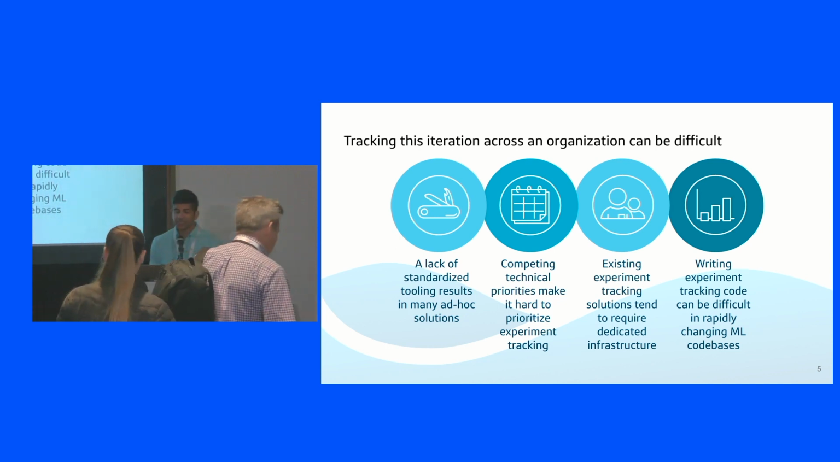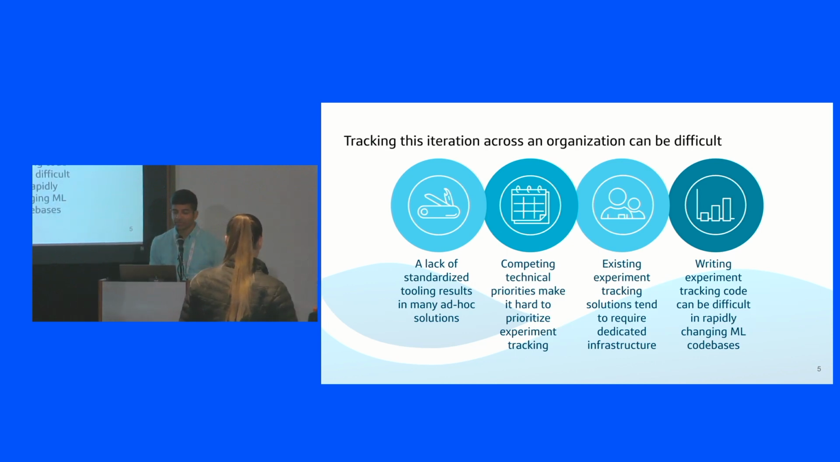And finally, this is writing experiment tracking code in rapidly changing machine learning code bases, right? The code bases are rapidly changing, and there are so many different libraries coming up that you need to incorporate. And so how are you going to keep track of the code that you are trying to instrument, in some sense?